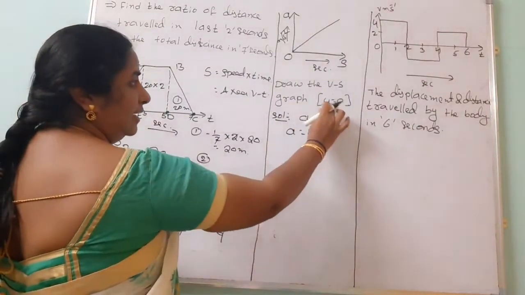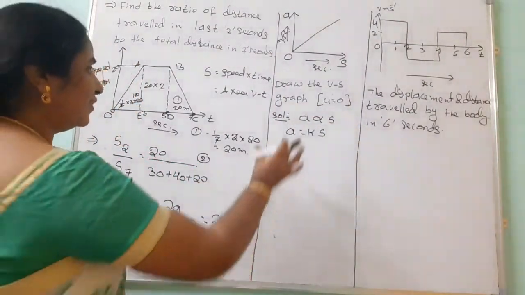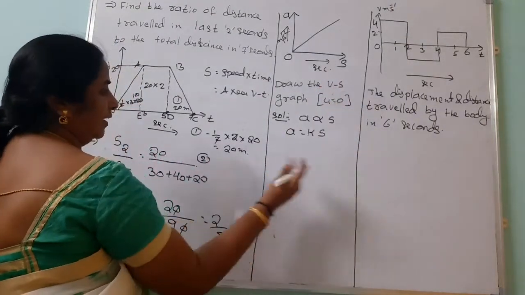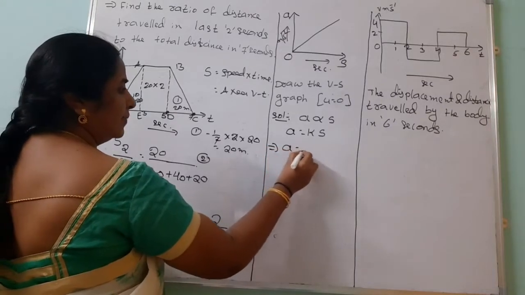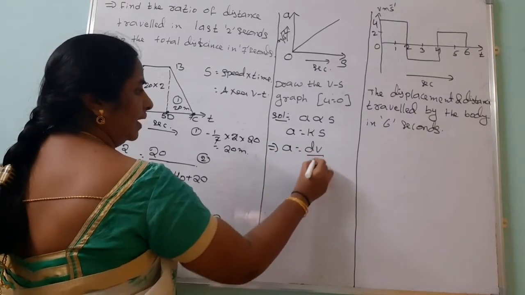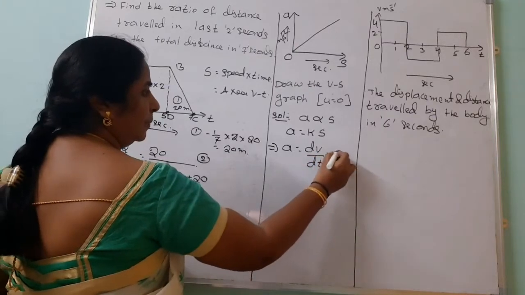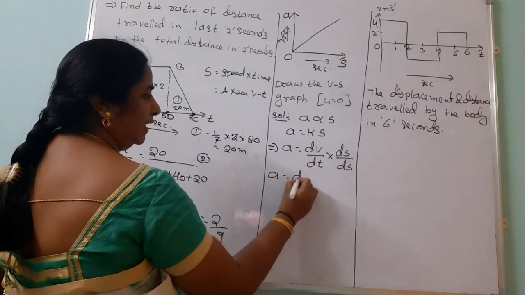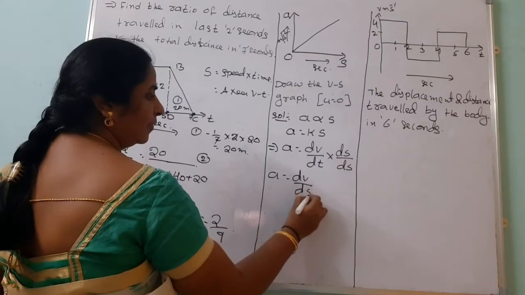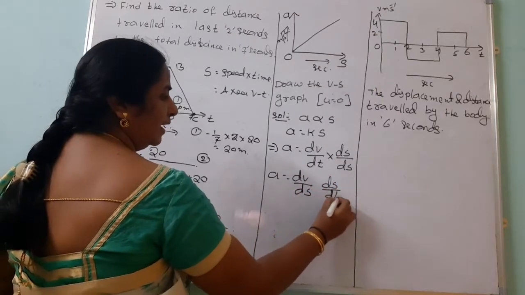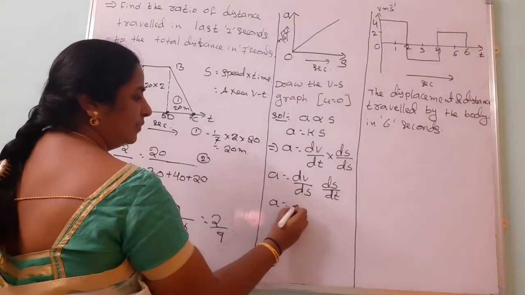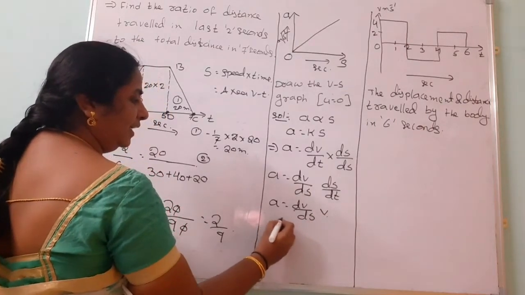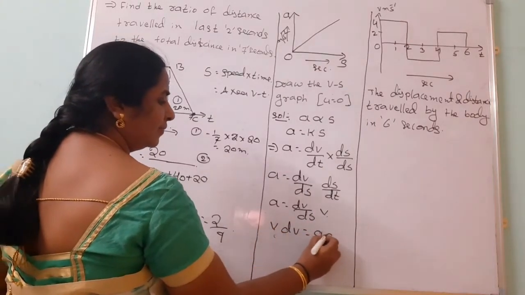The given hint is that the initial velocity equals 0. For this, first we should find the relation between velocity and displacement, then make one more graph. We know that acceleration is the rate of change of velocity. Here we multiply and divide by ds, so a equals dv by ds into ds by dt. But the rate of change of displacement is the velocity, so instead of the second term we write v. Cross multiplying, v dv equals a ds.